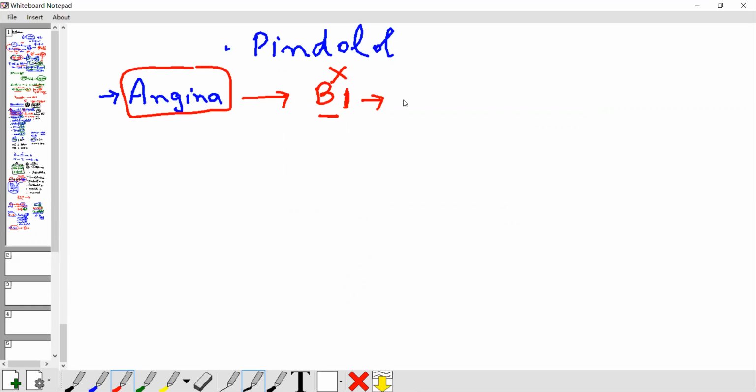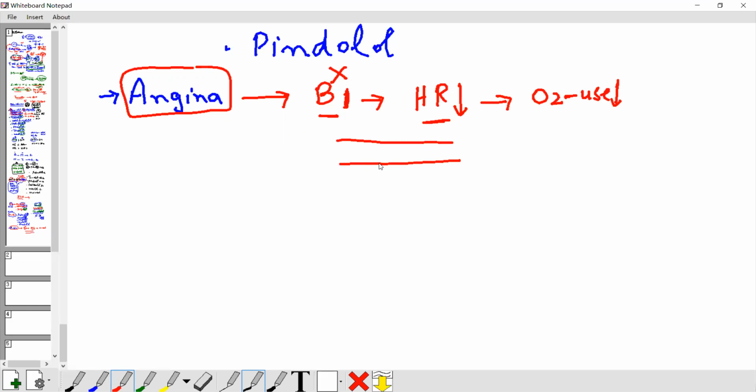If you block beta 1, it decreases heart rate. When you decrease heart rate, the muscle's oxygen use will decrease, because in coronary artery disease, with coronary artery blockage, the blood supply to the heart muscle is less. Understand? So if you decrease the heart rate, you decrease oxygen use.